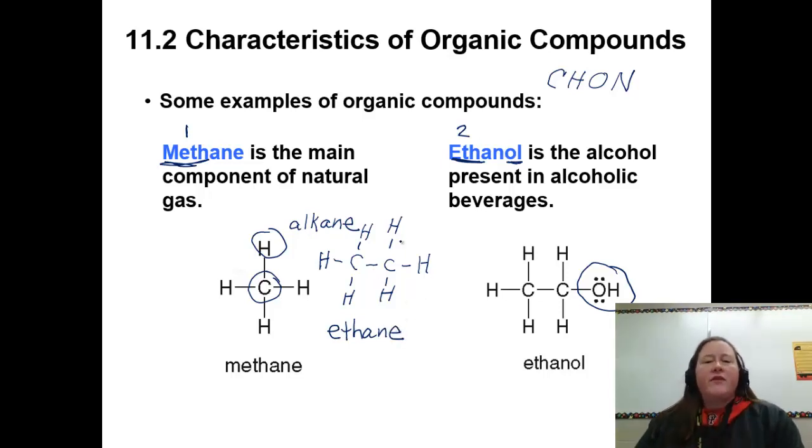Okay, so we've learned about two types of compounds so far. Alkanes, which are hydrocarbons containing all single bonds. Their names end in ane. And alcohols, which are hydrocarbons that contain an OH group attached. This is called a hydroxyl group, and the name of this is ethanol.